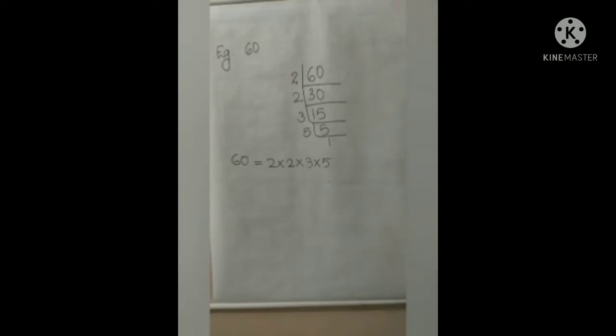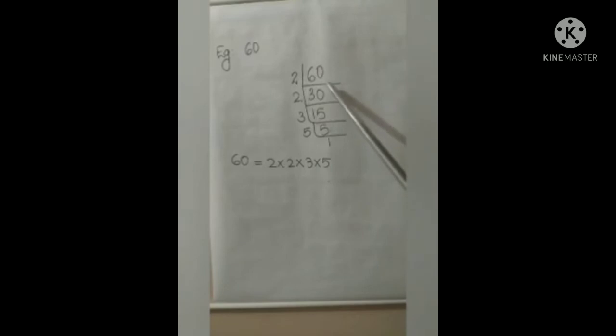60. Since it is an even number, we can start with which prime number? 2. So, I am dividing 60 by 2. You will get 2. 6 in 2, how many times? 3. Then writing the 0 as well. So, 60 divided by 2, you are getting 30. Now, again 30 is an even number. You can use 2. Again dividing 30 by 2, you are getting 15.